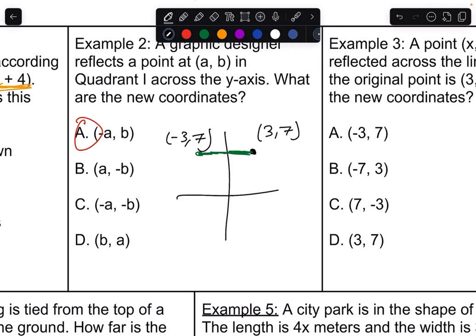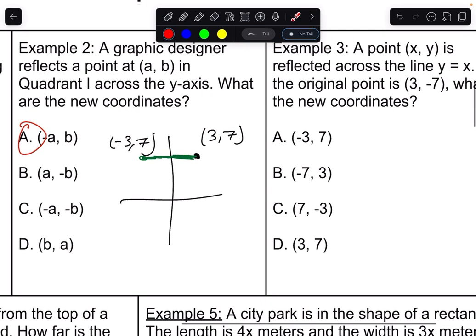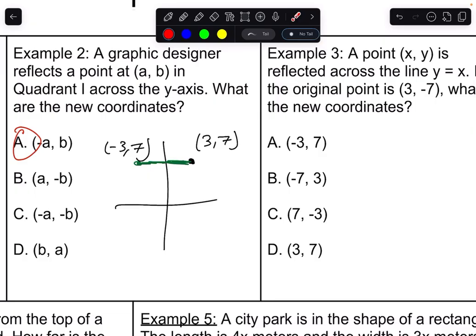We could then make the conclusion, oh, when you're flipping across the y, you just change the x value. Hence, negative a comma b. Taking something that's super abstract and making sense of it with numbers that are a little bit easier to work with does kind of help get the point across.